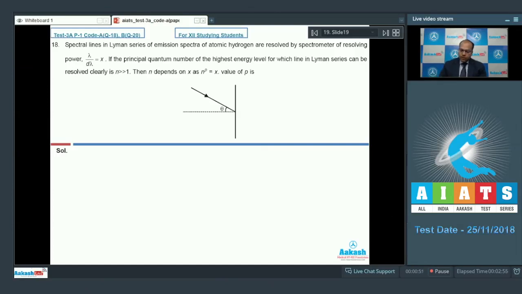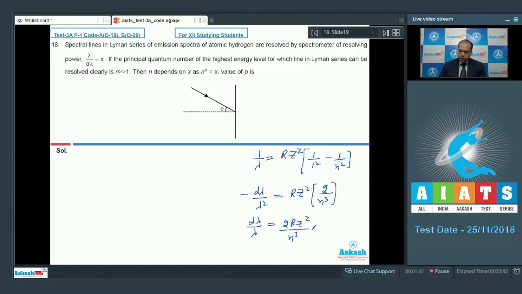So from the formula of the spectral lines, I can say that 1 upon lambda is equal to Rydberg constant into Z square. Since the series is Lyman, it is 1 divided by 1 square minus 1 divided by n square. So if I differentiate this equation, then minus d lambda upon lambda square is equal to R Z square into 2 divided by n cube. So if I calculate the value of d lambda by lambda, it comes out to be 2 times R Z square divided by n cube into lambda.